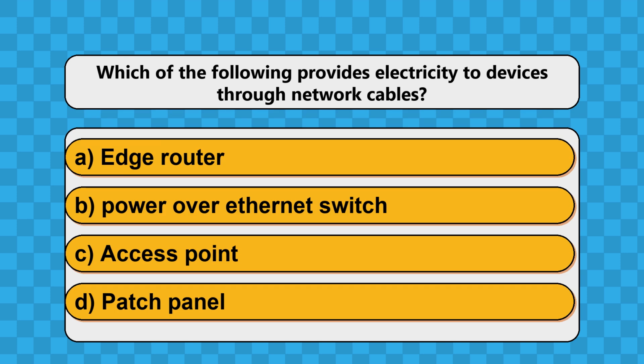Question 21. Which of the following provides electricity to devices through network cables? Option A, edge router. Option B, power over Ethernet switch. Option C, access point. Option D, patch panel. The correct answer is option B, power over Ethernet switch.